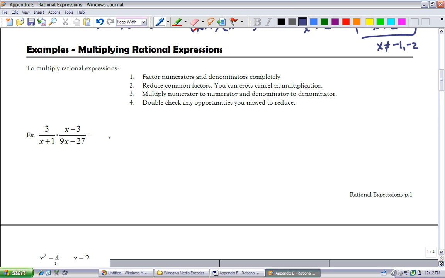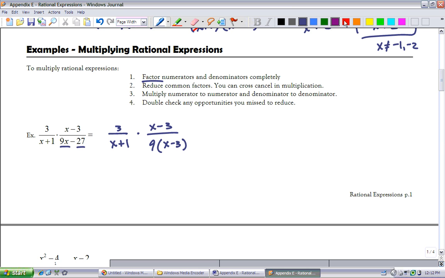Okay, so first matter of business is to factor. Now in our first fraction here, it's factored, nothing's going to happen there. And we're going to multiply that by x minus 3 over something. That doesn't factor, but here we can take out a 9. We can factor a 9 out of 9x and 27, so we're left with x minus 3.